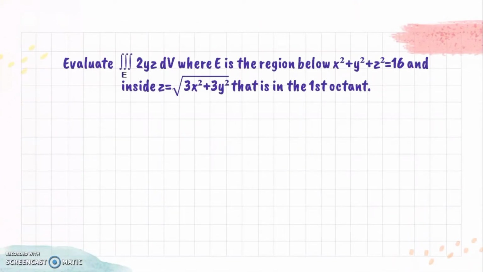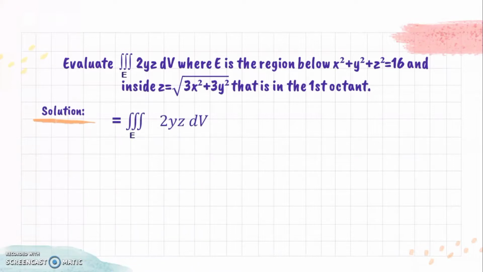So here is the problem. Evaluate the triple integral of 2yz dV over the region E, where E is the region below x squared plus y squared plus z squared equals 16, and inside z equals the square root of 3x squared plus 3y squared, that is in the first octant. To formally start our solution, let's write down the given notation.